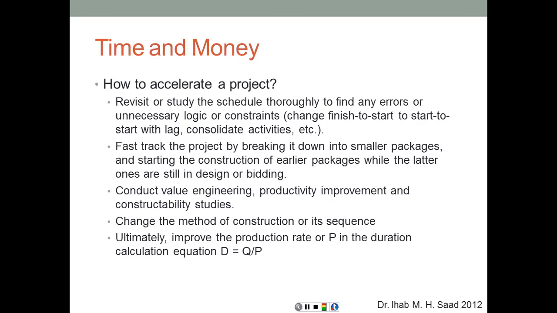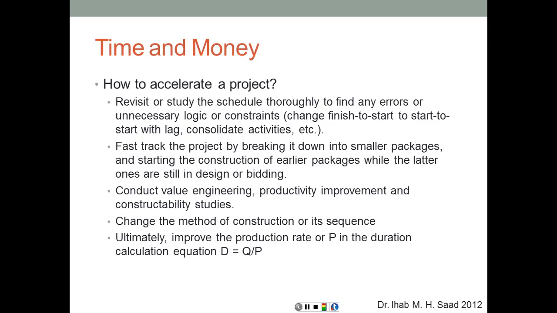Fast-track the project by breaking it down into smaller packages and starting the construction of earlier packages while the latter ones are still in design or bidding. This is what we call fast-tracking of the project. Conduct value engineering, productivity improvement, and constructability studies. Are we making the best use of our resources? Can we increase the productivity of that team of labor or of that piece of equipment, or the coordination among these different resources? Change the method of construction or its sequence.